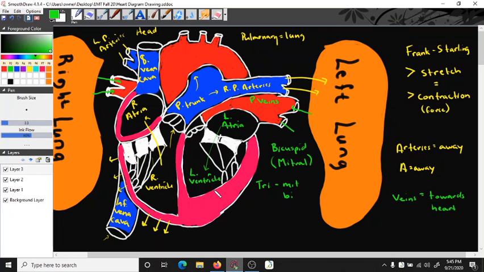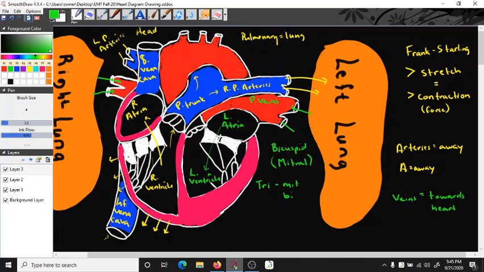The left ventricle has got a far greater distance to transport that oxygenated blood. It's got to go to the head, it's got to go to the tips of your fingers, and it's got to go to the tips of your toes. So it needs far more force behind its contraction. That's why it's a thicker muscle. It's got more work to do.